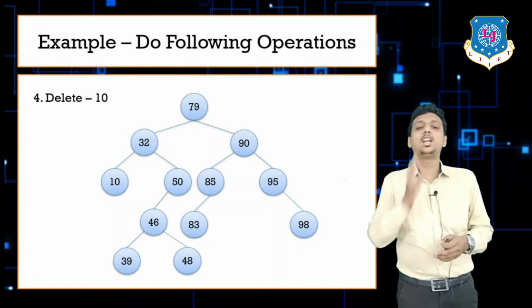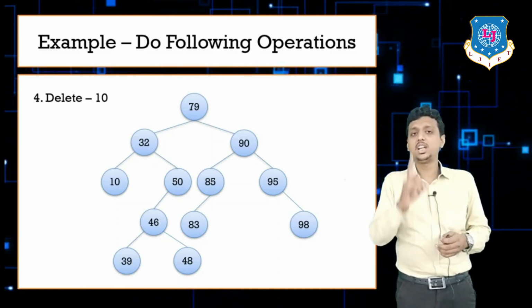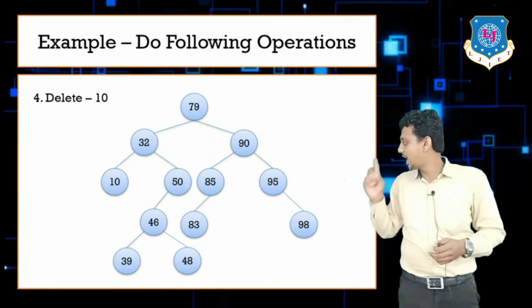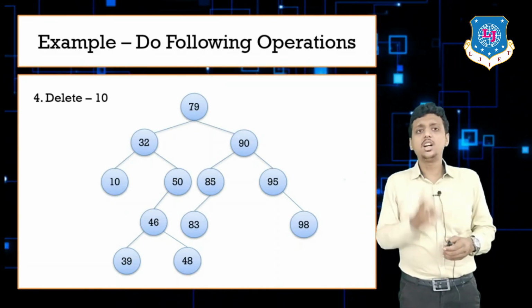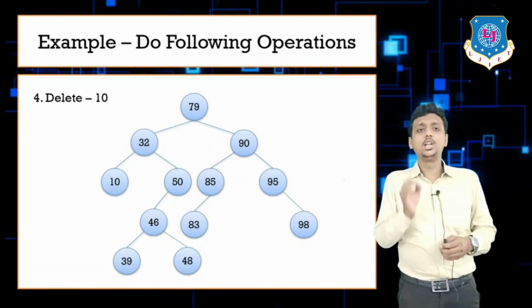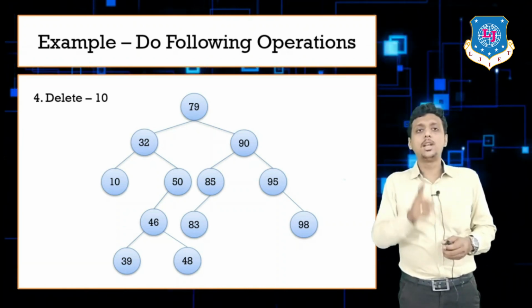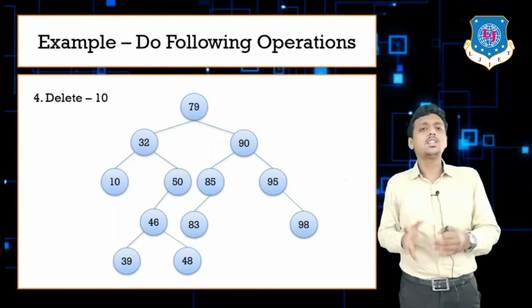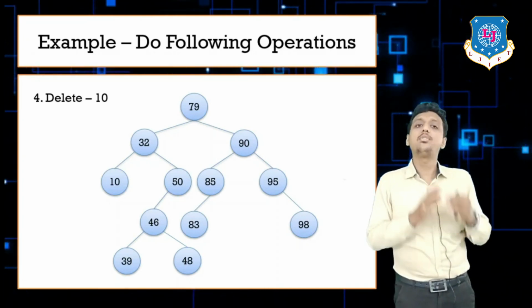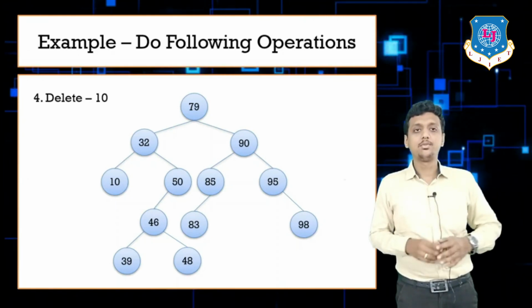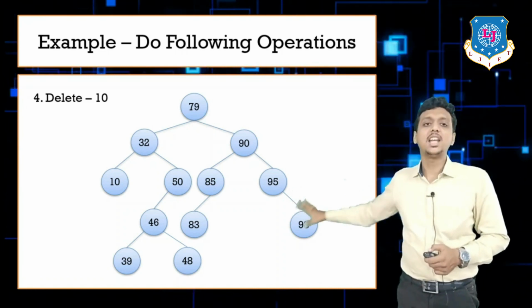Okay, so if you want to delete a leaf node, then it is directly deleted from the tree. If we want to delete a node which contains one child, then the child node replaces the parent node. And case number 3 is, if we want to delete a node which contains two children, then we need to replace the parent node by the smallest value from the right subtree or the greatest value from the left subtree.